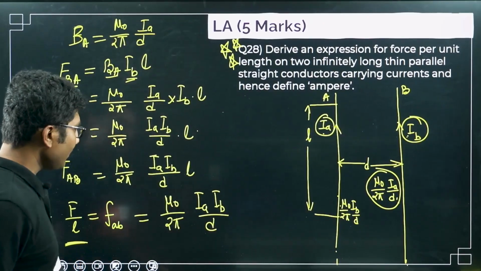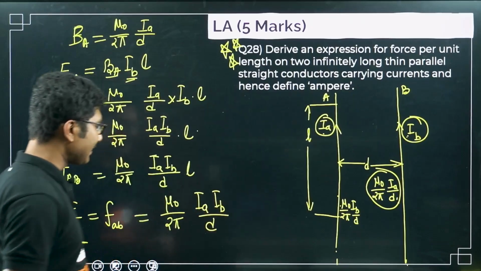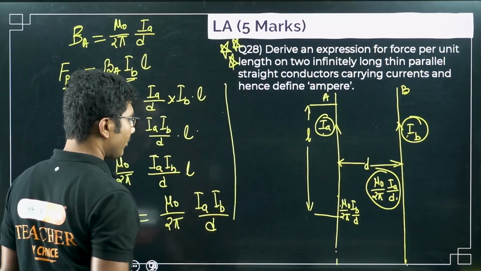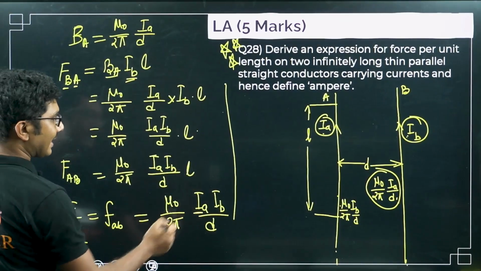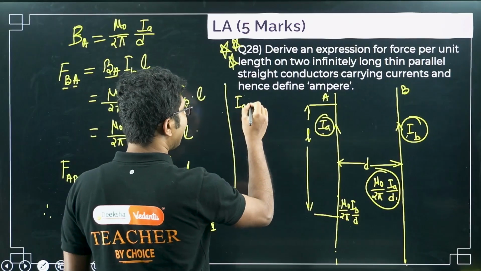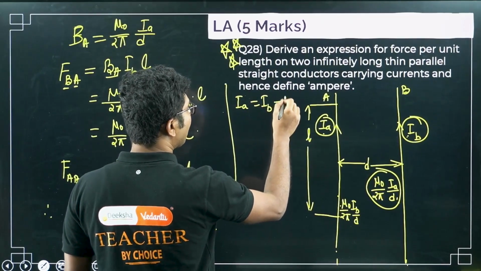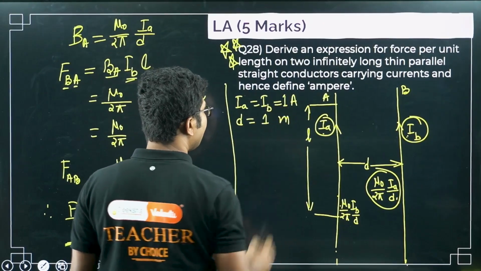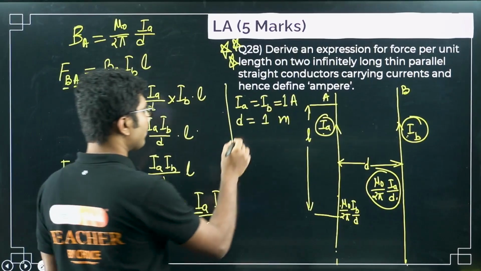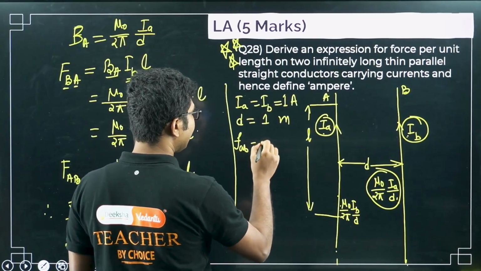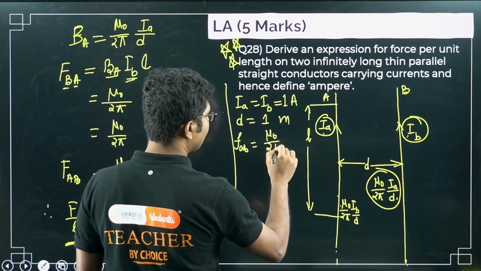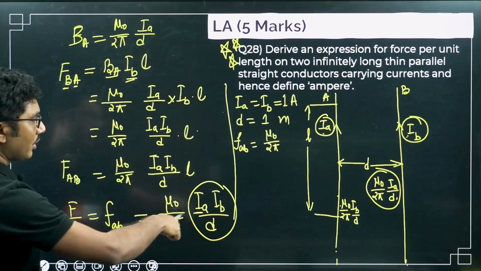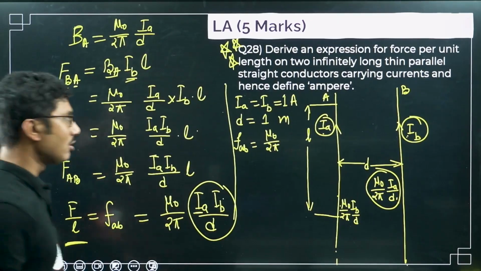Now, how can you define ampere? To define ampere, first of all, you have to understand what is ampere. Ampere is the current, right? So if Ia equals Ib, both of them are 1 ampere, and the distance between them is 1 meter. Let's insert those values. So force per unit length is basically mu naught by 2 pi, because both of them are now 1. 1 times 1 divided by 1, so they are all gone. So this is the force.